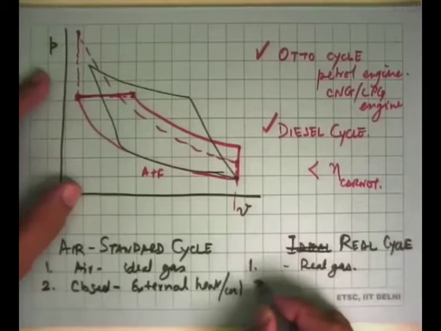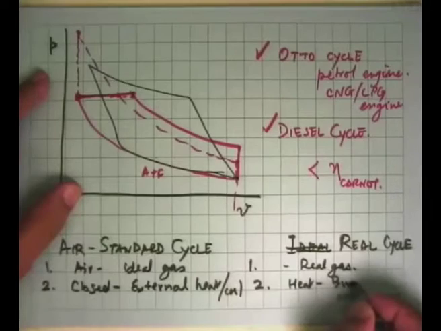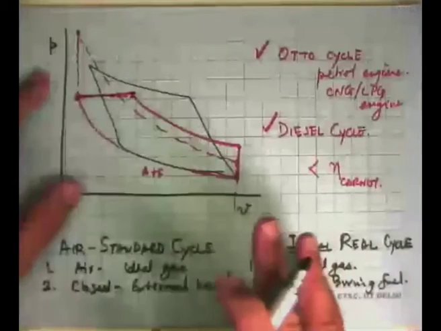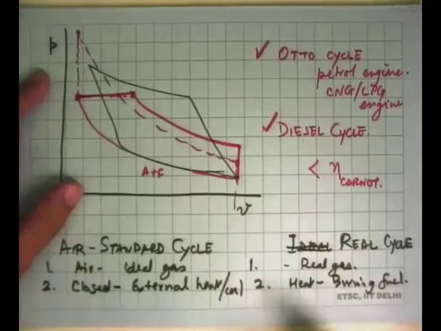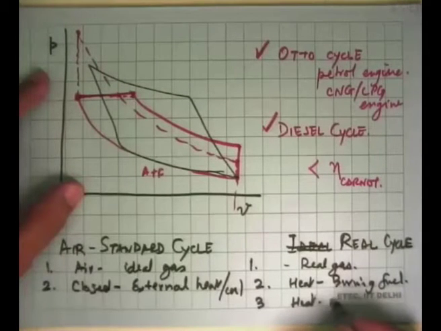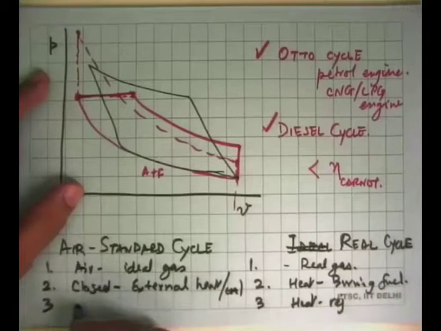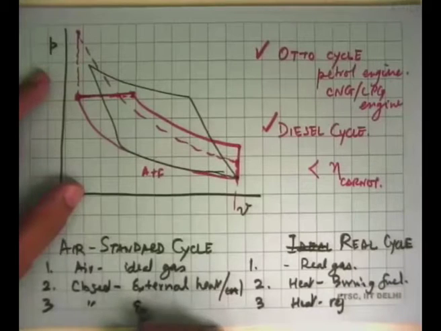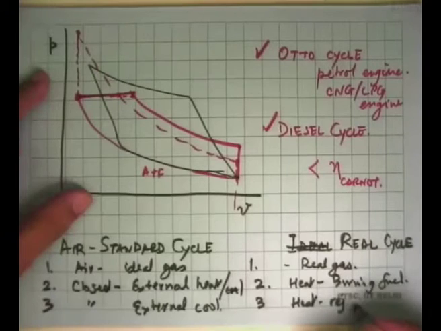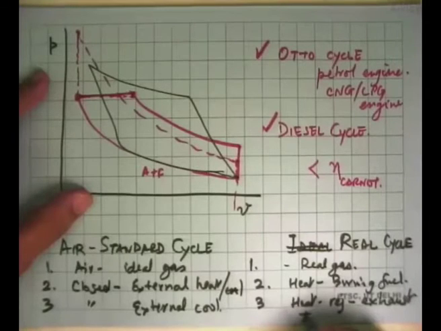In the real cycle, the heating process is replaced by the burning of fuel, and burning fuel in the working substance itself. So the working substance doesn't even remain the same air. And heat rejection: heating is like that, and heat rejection is also closed in the air standard cycle. In the real cycle, heat rejection is replaced by an exhaust and fresh intake.